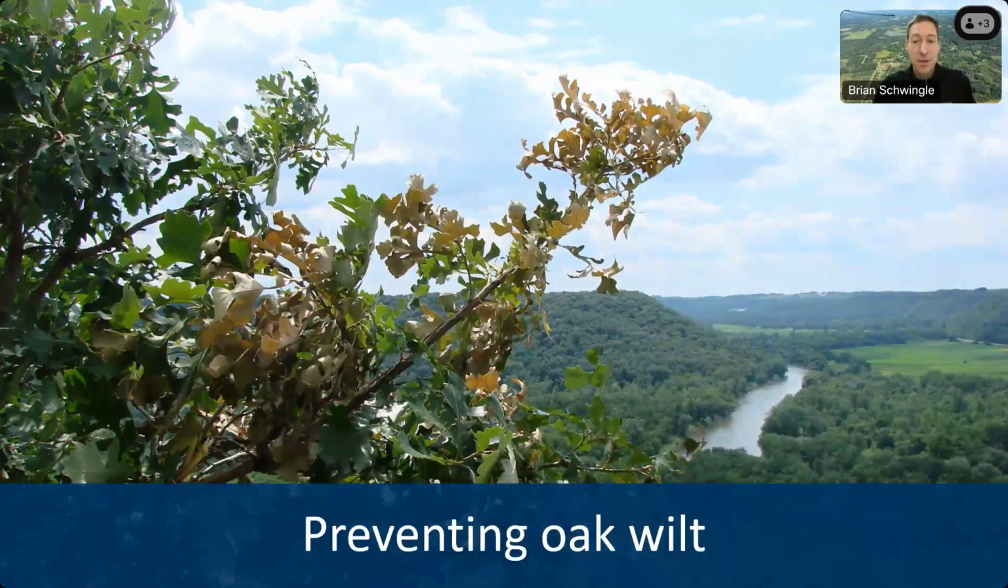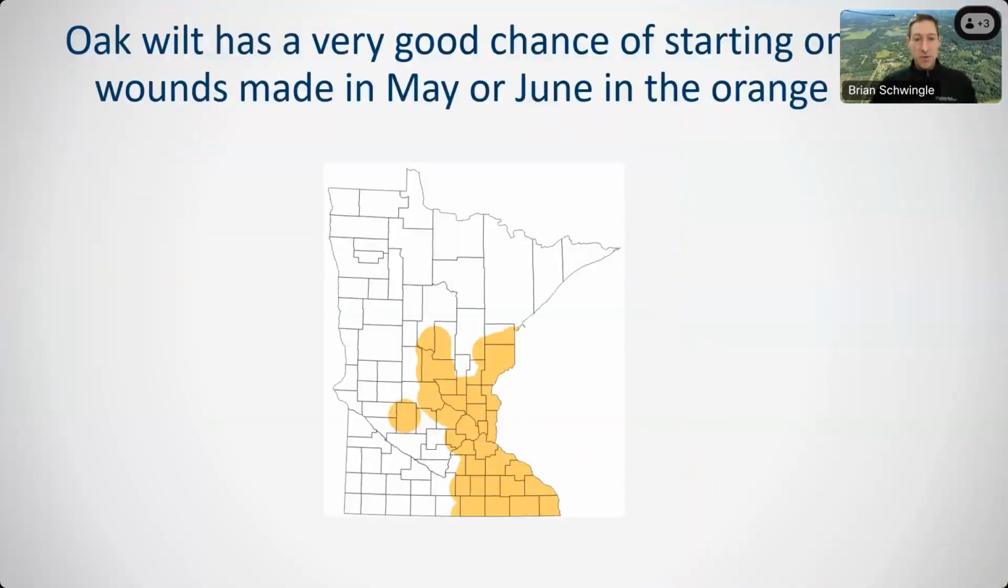All right, let's talk about preventing oak wilt. So if you have a forest or an ornamental oak in that orange area, if that tree is wounded in May or June, it has a pretty darn good chance of being infected with oak wilt.